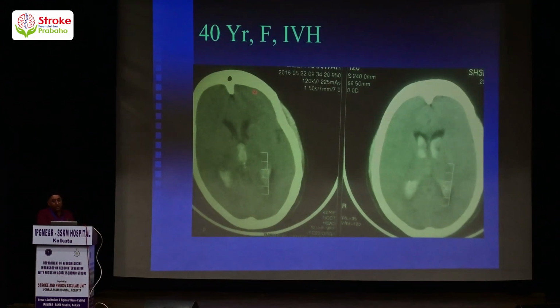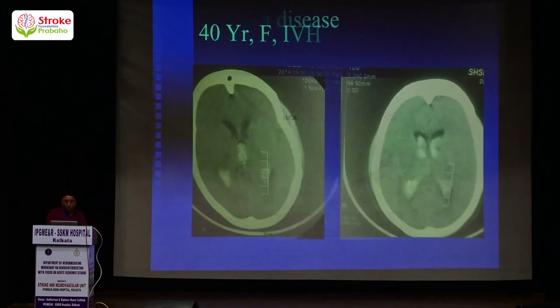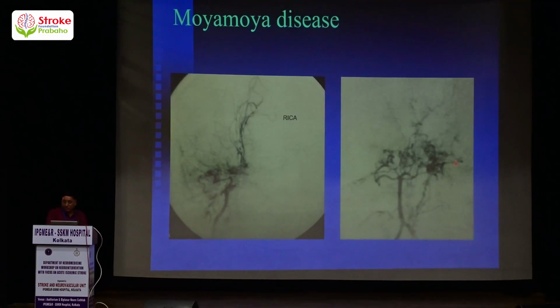Another not uncommon thing in females, particularly if they present with an intraventricular hemorrhage, the most common diagnosis is moyamoya disease. So we can find this puff of smoke here. So particularly in a young lady presenting with an intraventricular hemorrhage, the moyamoya vessels or moyamoya disease is not uncommon to find.